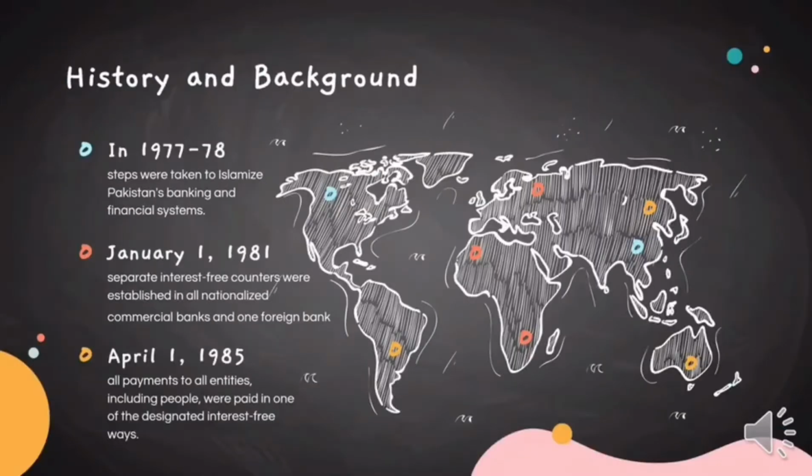Pakistan. History and background. In 1977 to 1978, there were steps taken by Pakistan to Islamize the banking and financial system there. Pakistan is one of three nations in the world that attempted to introduce national interest-free banking. However, due to some problems, the switchover plan was completed in stages.